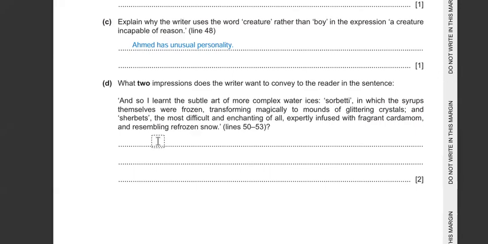So, the first and foremost thing, the impression that you can quickly get is that it was hardworking, or you can say complicated, that learning this art was quite difficult, right? And the second impression is that it was difficult and enchanting, with the expertise and the fragrant cardamom. That means they have a lovely taste or a lovely smell. So these are the two particular impressions that have been created in these lines.